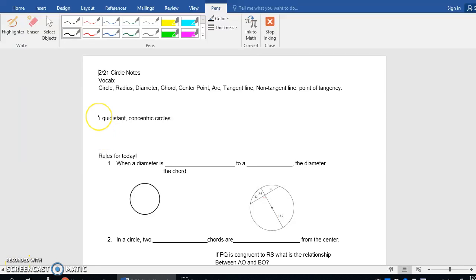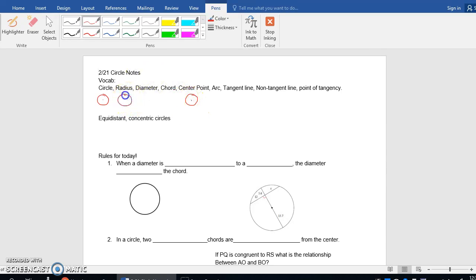Today we're going to be going through lesson 24-2, more circles. First we need to review the vocab. We've got a circle, which is an infinite many points that are equidistant from a center point, which is over here. Center point is just the middle of the circle, which is equidistant from all the outer points.